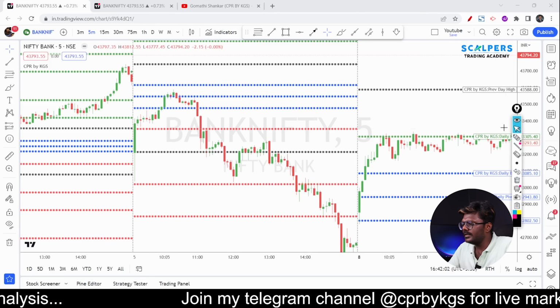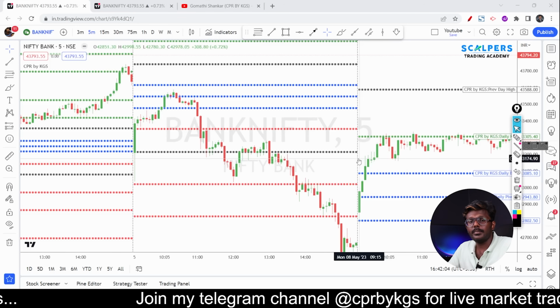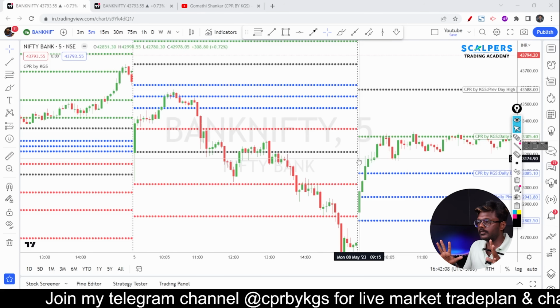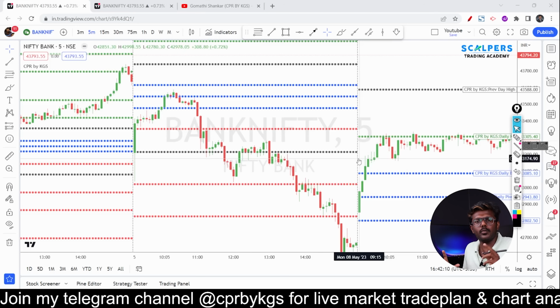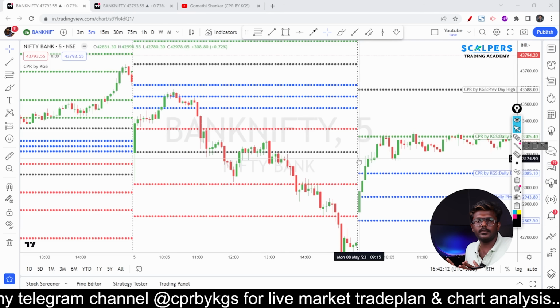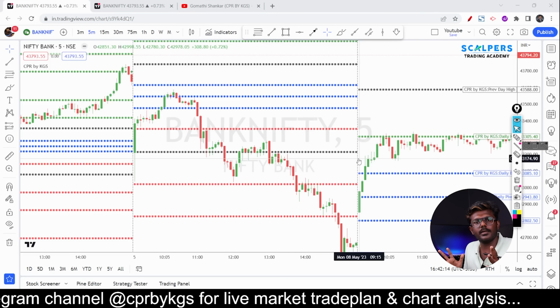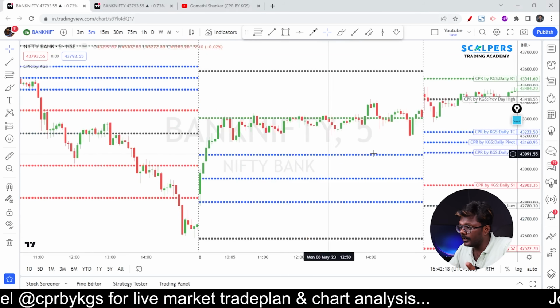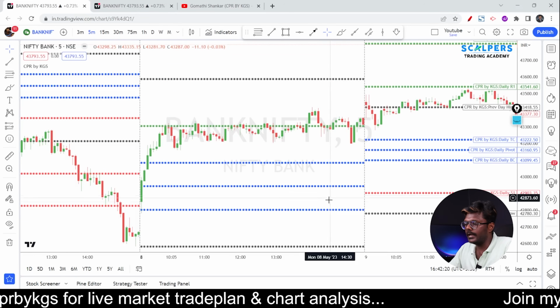Okay. See, these kind of trending markets in a wide CPR happen once in a blue moon. Out of 10 setups like this, maybe 1 or 2 days it will be trending like this, but most of the wide CPR days the market is expected to be range bound only. All right, now let us look at the trade opportunity for 8th May.